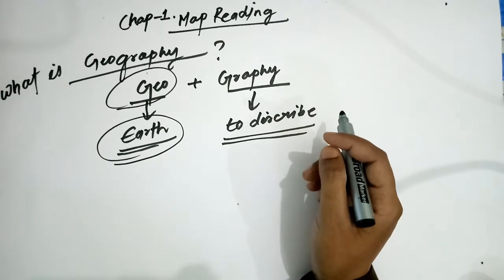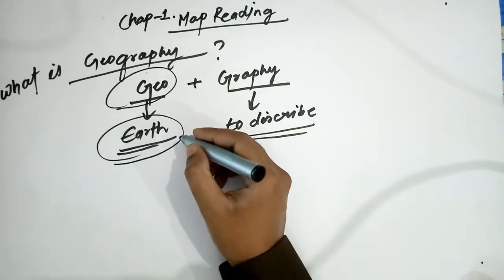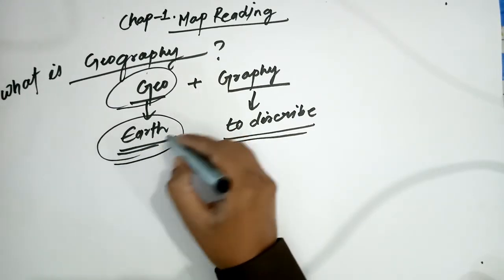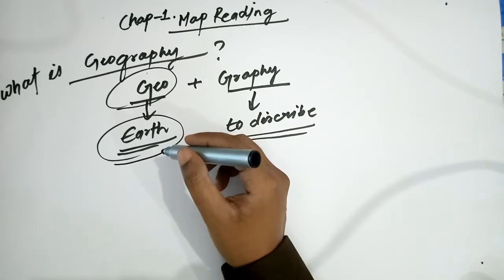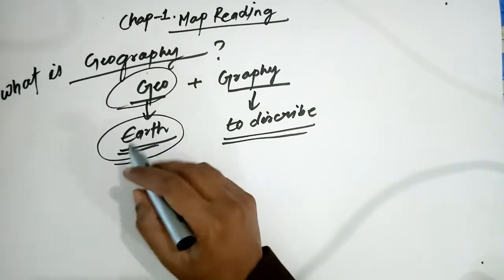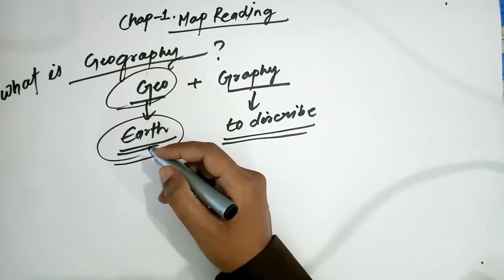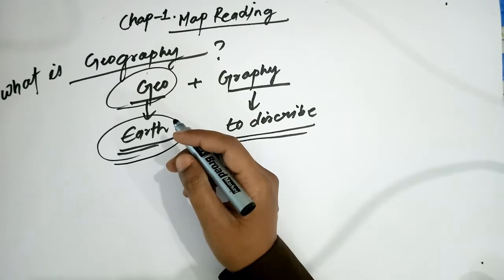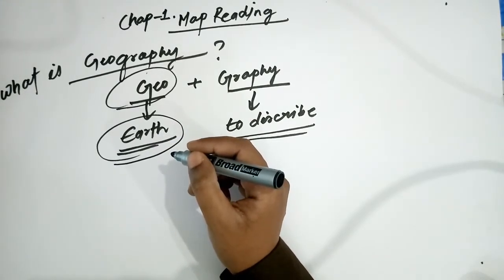Map reading. As you all know, we are living on a unique planet, which is Earth. Why is Earth called a unique planet? It is unique because it is the only place in the universe which is confirmed to host life. As far as we know, Earth is the only planet where life exists.